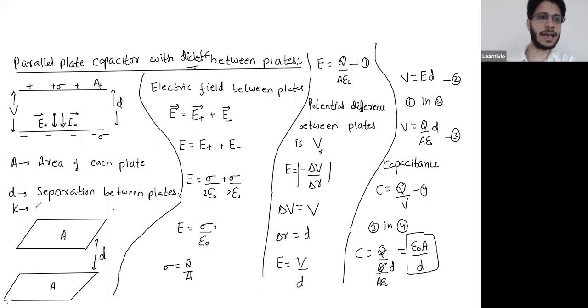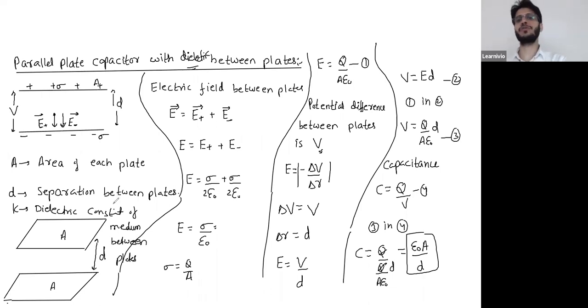Say K is the dielectric constant of the medium between the plates. So instead of air, you have some medium, a medium having dielectric constant K. So in between the plates of the capacitor, I placed a medium. The dielectric constant of the medium is K.